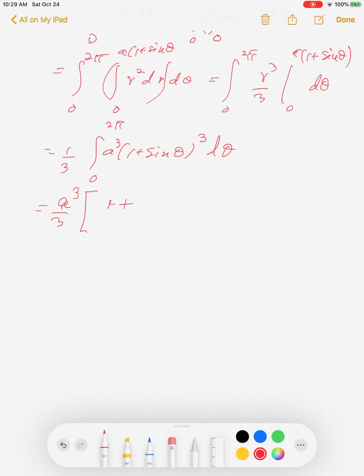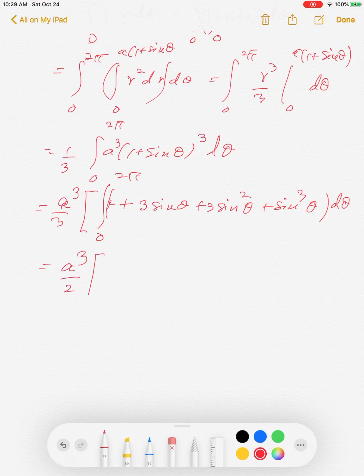You know how to expand. (a plus b) cubed is a cubed plus 3a squared b plus 3ab squared plus b cubed. That's your pre-calc. So you are going to get this expansion. Now the integral is not difficult. It's going to be theta between 0 and 2 pi, and I claim that the other integrals will vanish. For this you need to work a little bit.